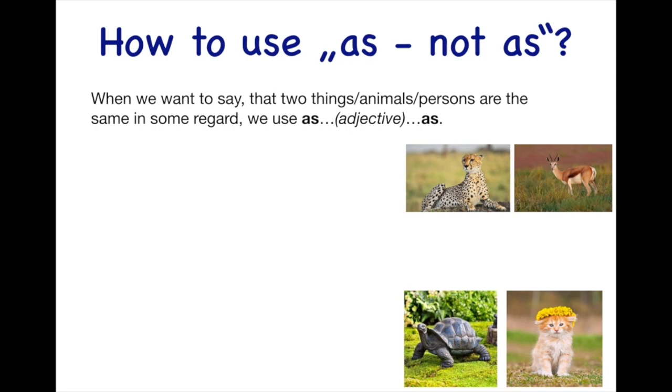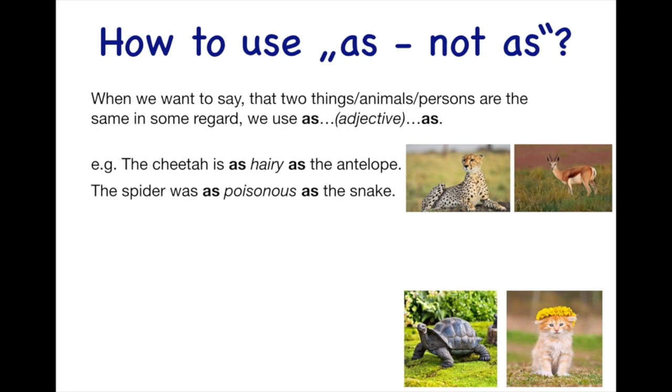For example, on the upper pictures you can see on the left side a cheetah and on the right side an antelope. I mean, of course, both animals are very different in many aspects, but both are hairy, for example. So you could say the cheetah is as hairy as the antelope. Or another example, the spider was as poisonous as the snake.